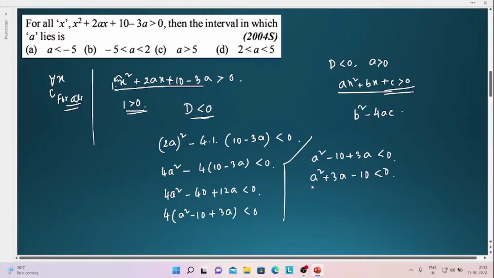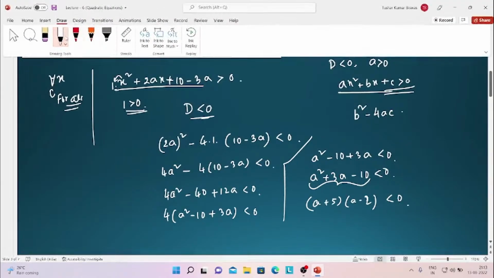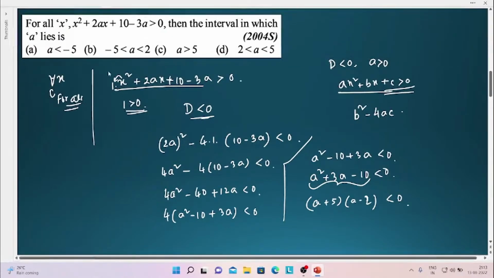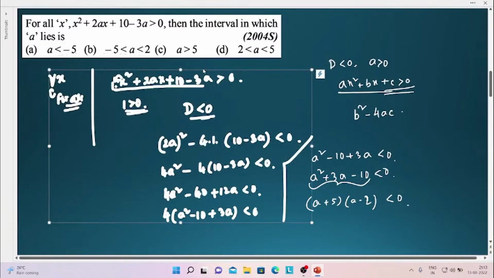So I can factor this particular expression. The factorization will be a plus 5 times a minus 2, which is less than 0, because after multiplying this out you will get a square plus 3a minus 10. So now we have to apply the inequality form. I think you guys are already familiar with how to solve these inequalities.